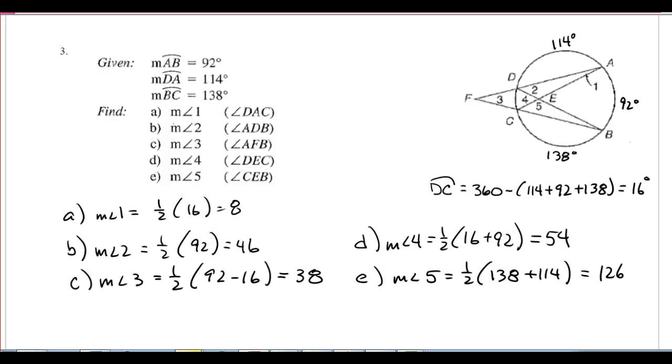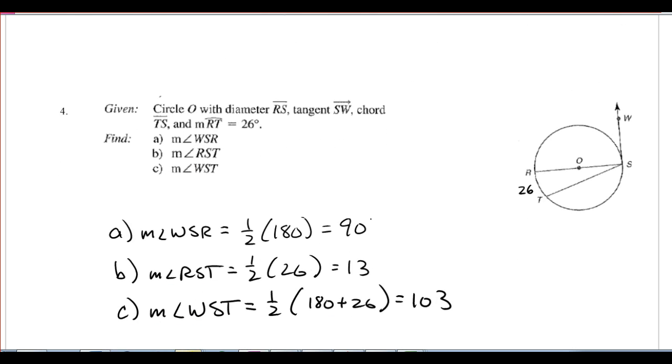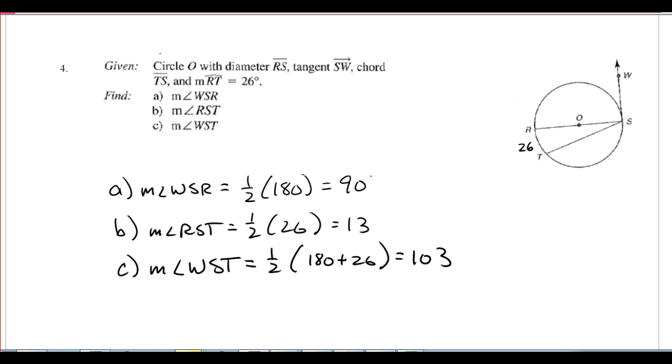All right, so here are the solutions for example 3. If you need to pause the video and check these or correct these, go ahead and do that now. And when you start the video back up, I will have the solutions for example 4. So go ahead and pause now. All right, here are the solutions for number 4. Again, if you need to pause the video, go ahead so you can copy these down.